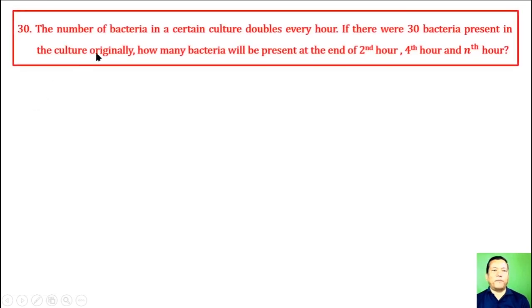Question 30. The number of bacteria in a certain culture doubles every hour. If there were 30 bacteria present in the culture originally, how many bacteria will be present at the end of second hour, fourth hour, and nth hour?